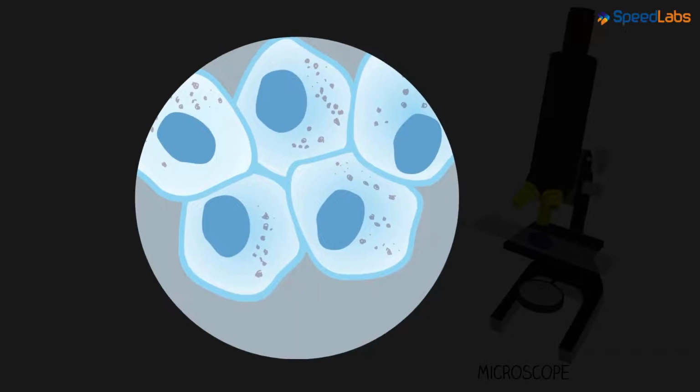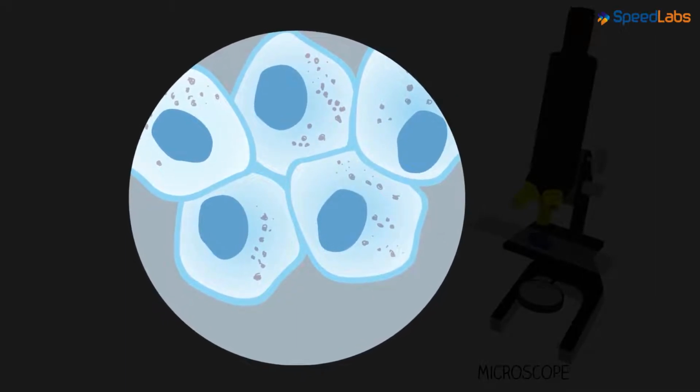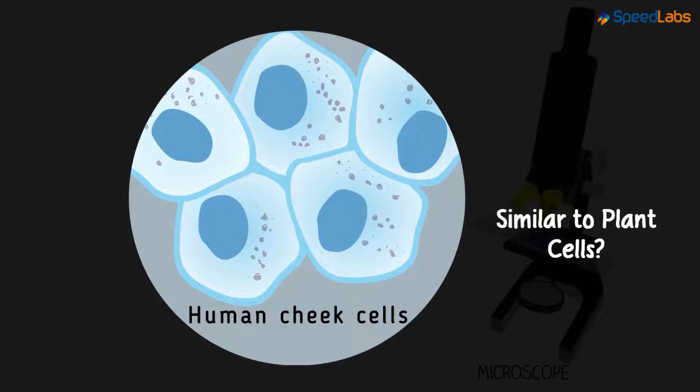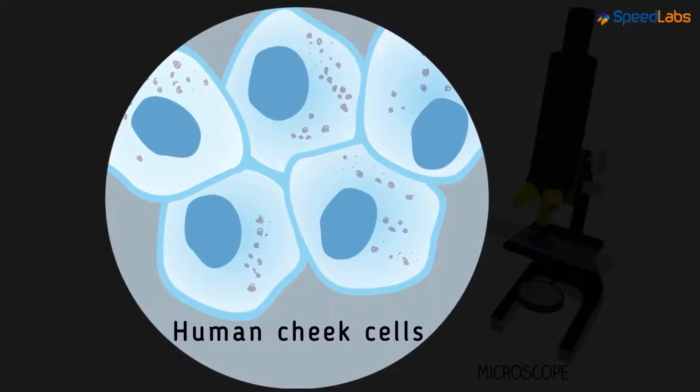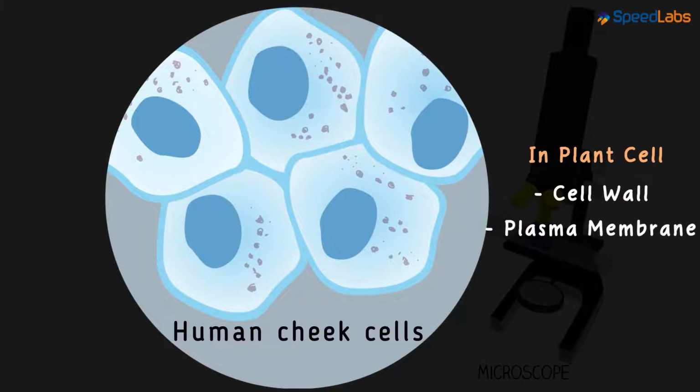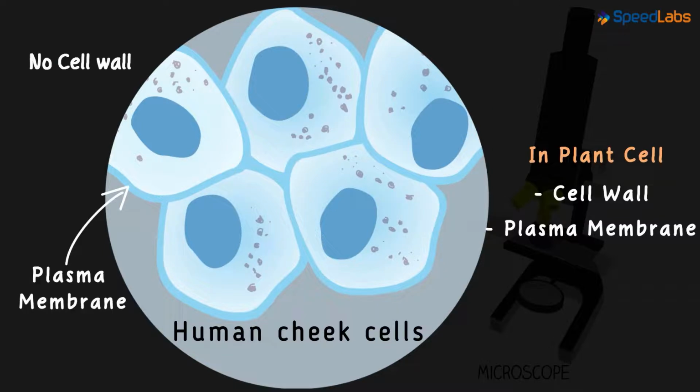What are we observing here? That's right, we are looking at cheek cells of humans. These look so much like the plant cells. Hold on, we will watch it a little more closely. Do you remember there are two distinct boundaries around the cell? Yes, the cell wall and the plasma membrane. Notice that we do not have the cell wall around the plasma membrane in the animal cell.